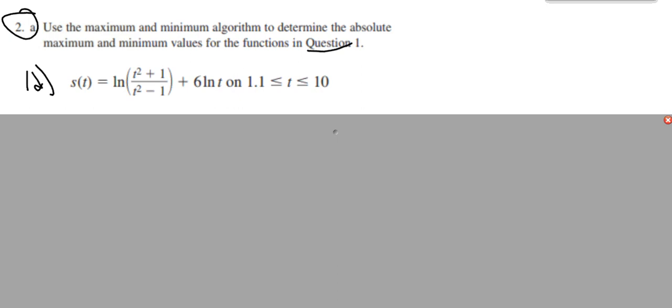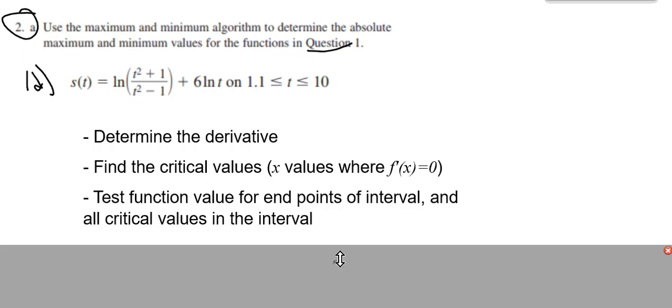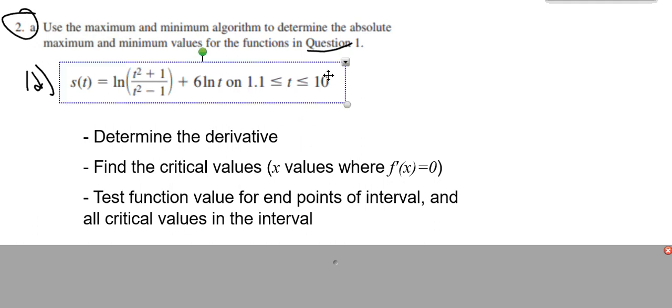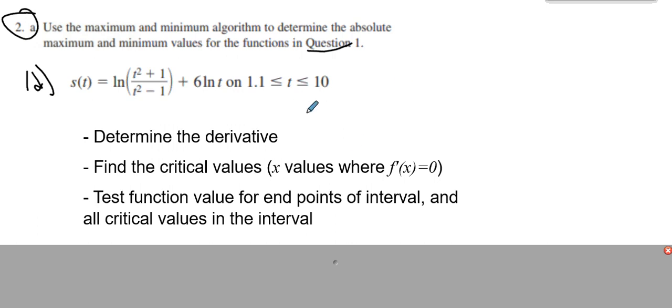So just a reminder about how we do algebra, or in other words, how we use an algorithm to determine the absolute max and min of a function. We first have to find the derivative of the function, and then we have to find the critical values, and we do that by setting the derivative equal to 0 and solving for x. And then we test the value of the function at any critical values that we found that are in the interval, so in this case between 1.1 and 10, and plus the endpoints of the interval have to be tested, looking for max and min output.